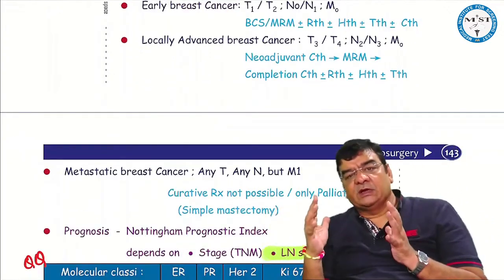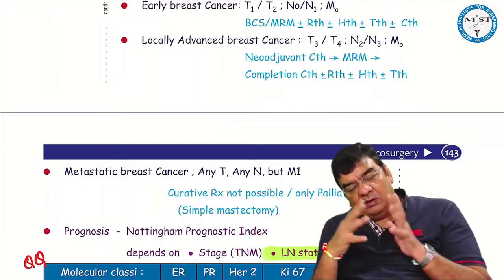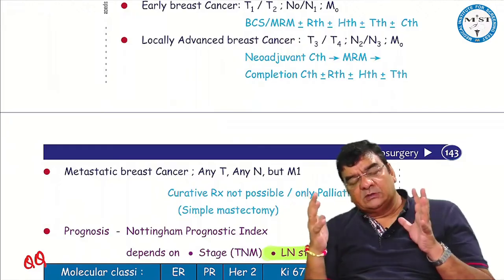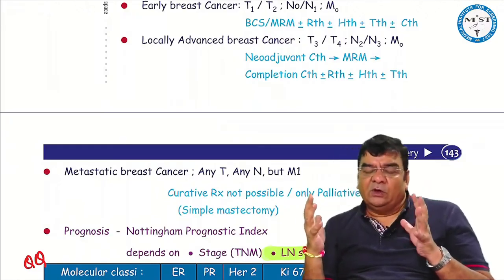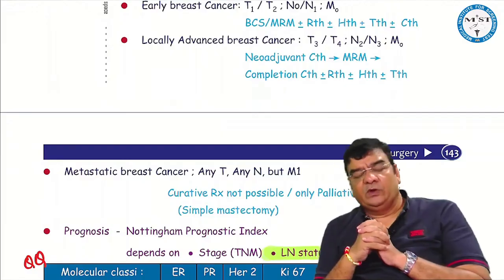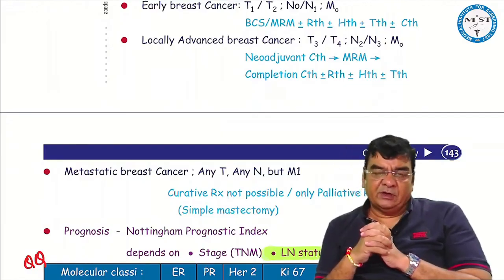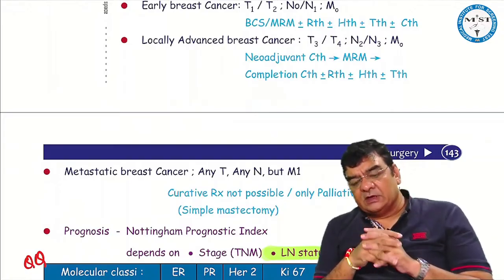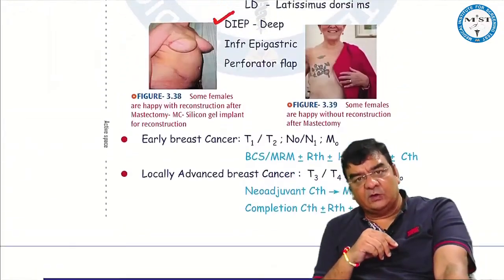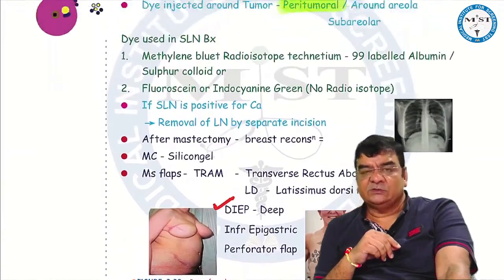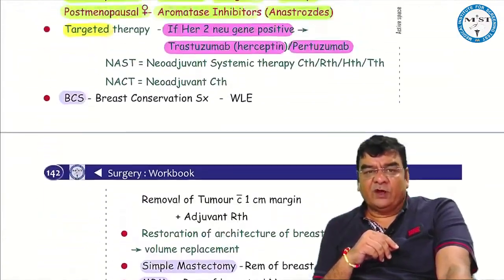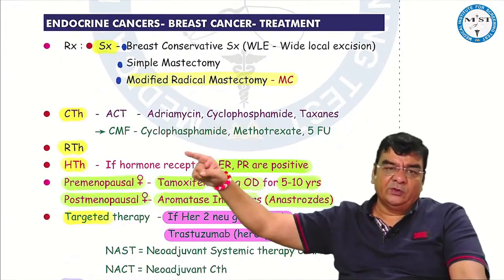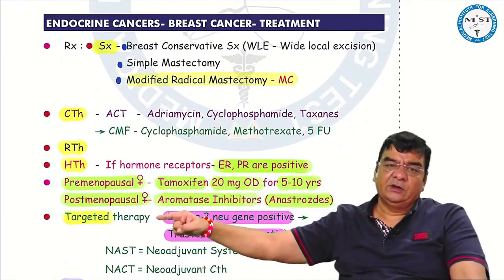In metastatic breast cancers, if the cancer has gone maybe to the vertebra, maybe to the lungs, maybe to the liver, maybe to the brain, we will not be able to cure these patients. So we do palliative treatment in the form of simple mastectomy. However, for early breast cancer and locally advanced breast cancer, we can do the treatment nicely. We can cure these patients. And for this, we have 5 options to fight against breast cancer: surgery, chemo, radio, hormonal, and targeted therapy.